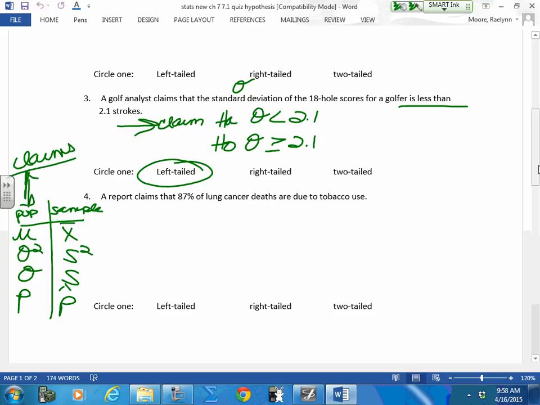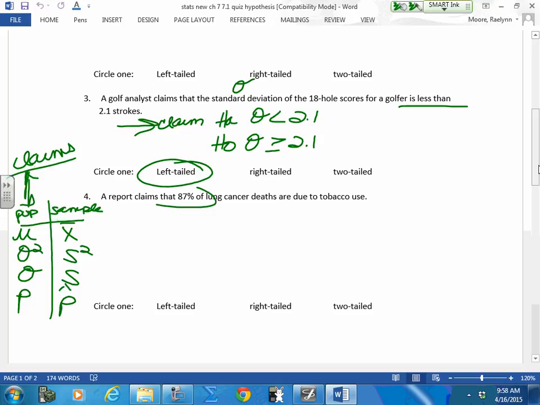And when they make a blanket statement for a population, such as this report claims that 87% of lung cancer deaths are due to tobacco use, this is all population, the entire population. So now, me as a medical researcher say, I think that's true. So I create my sampling and I test against this population claim. So this is extremely important that you realize this is about a population, just like your confidence intervals are.